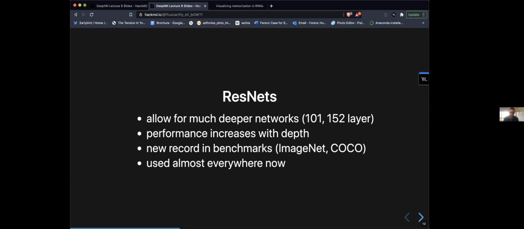These ResNets at the time, this was, I think, 2015, set a new record in a bunch of benchmarks like ImageNet and Coco, and they are used almost everywhere now. So whenever you use deep networks, more likely than not, there are going to be residual blocks instead of just normal feed-forward layers in all the networks.